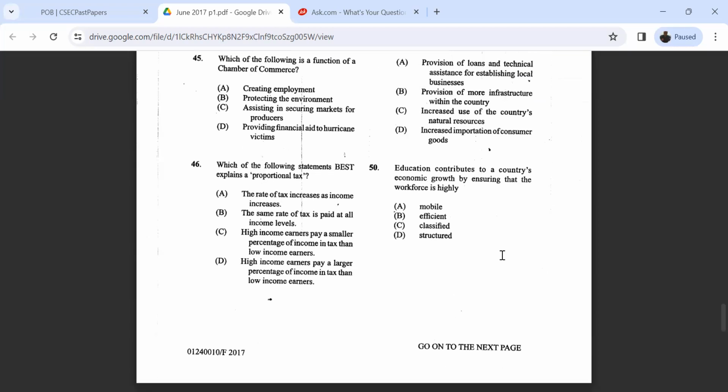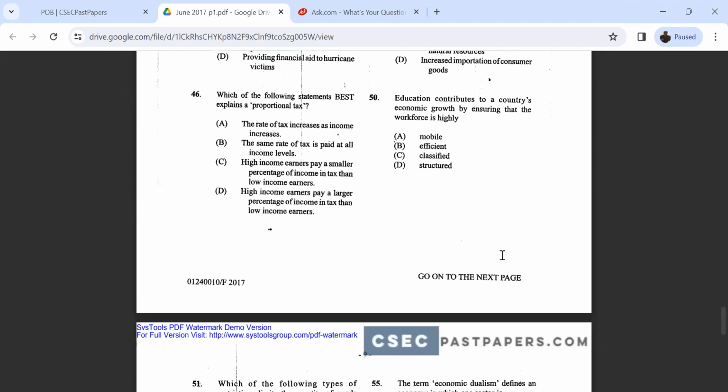Number 50. Education contributes to a country's economic growth by ensuring that the workforce is highly mobile, efficient, classified, or structured. So I wanna guess D. B, efficient. It is B. You are correct. I did this on fire today, bro.